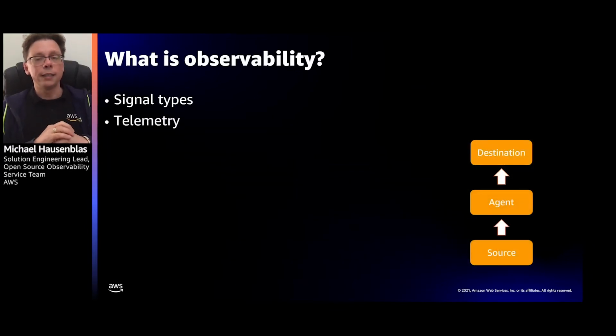All right. The second concept that you need to be familiar with in the context of observability is telemetry. Telemetry is all about getting the signals from where they are produced in your microservices, from the sources as we call them, via agent to so-called destinations. Let's have a look.